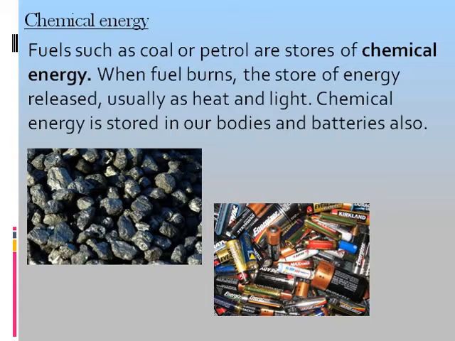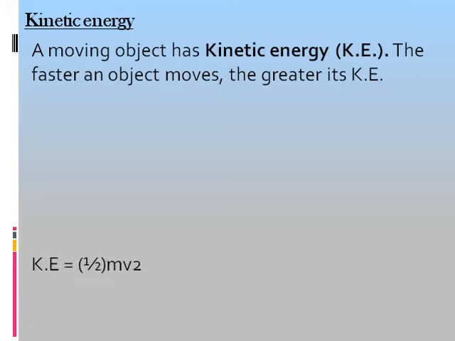So any object which is placed at a certain height has potential energy with reference to the ground position. So potential energy is the energy of a body due to its position. You see, this is another example of a coconut which is falling from the tree. So it is also energy.